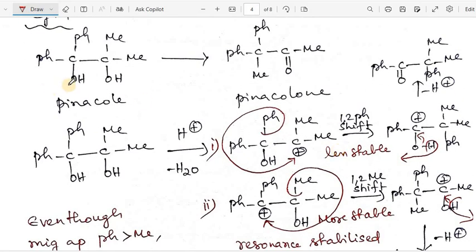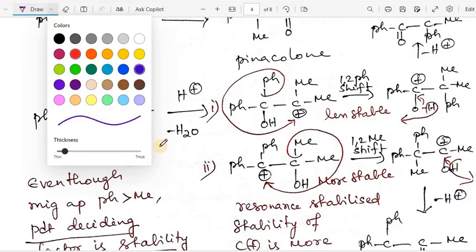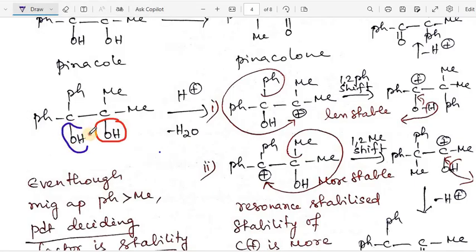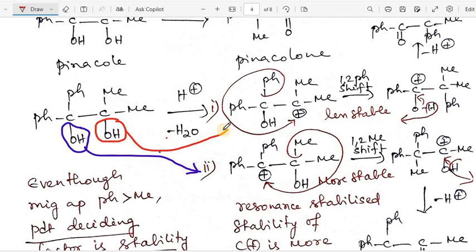Coming to this unsymmetrical pinacol, see here the carbon possesses 2 phenyl rings, whereas this carbon possesses 2 methyl groups. And there are 2 OH groups here, that is a 1,2 diol, and it gets converted to a ketone. Now let us consider 2 possibilities. If this OH is removed, the carbonium ion formed is this one. Other possibility is, if this OH is removed, this is the carbonium ion formed.